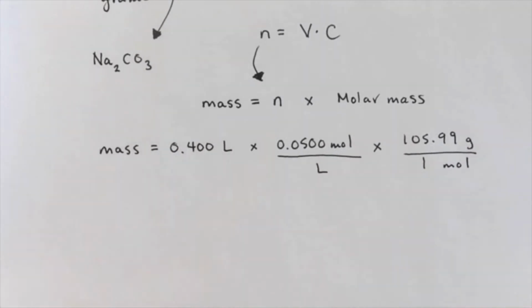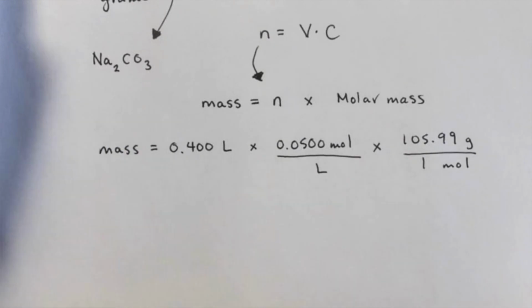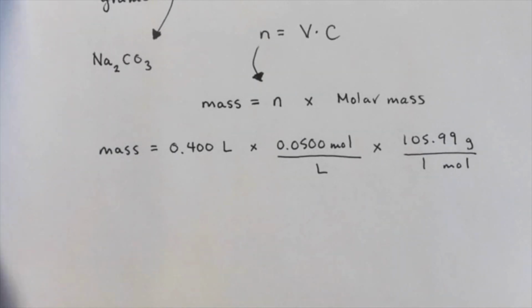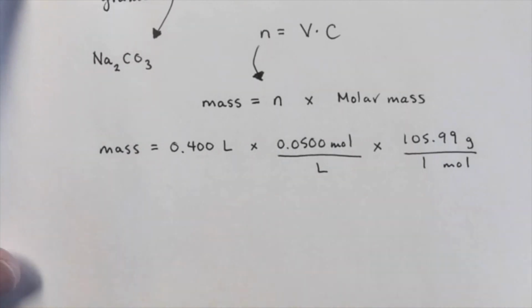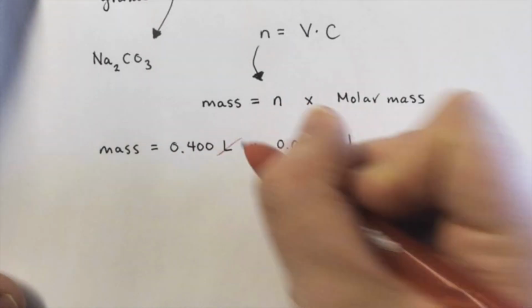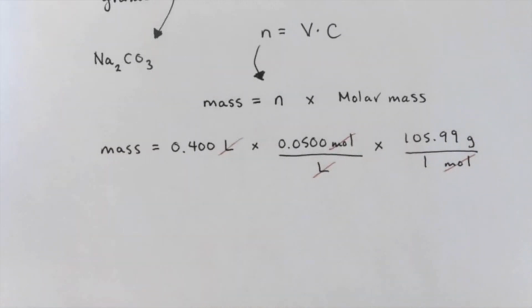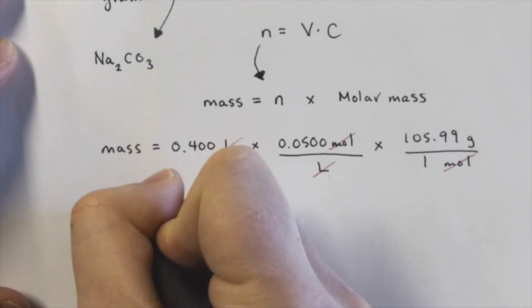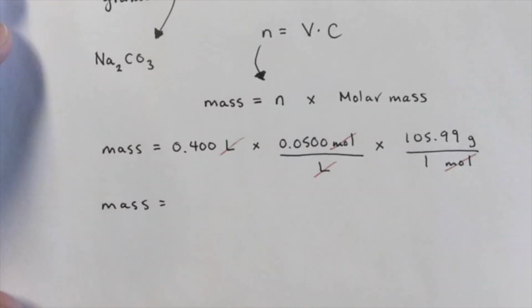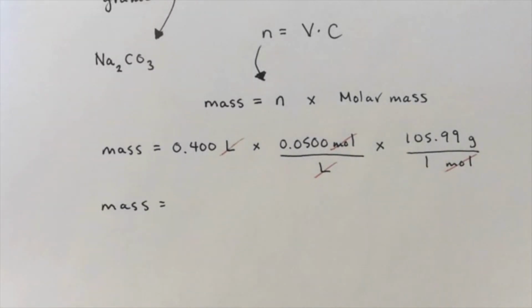And the way I've set this up now, I can actually cancel out a lot of my units. And the unit I'm left with should be the unit of my final answer. So liters can cancel out with liters. Moles can cancel out with moles. And all I really have to do to solve for mass is put all these numbers together. Okay, so let's go ahead and calculate that. So I have 0.400 times 0.0500 times 105.99.